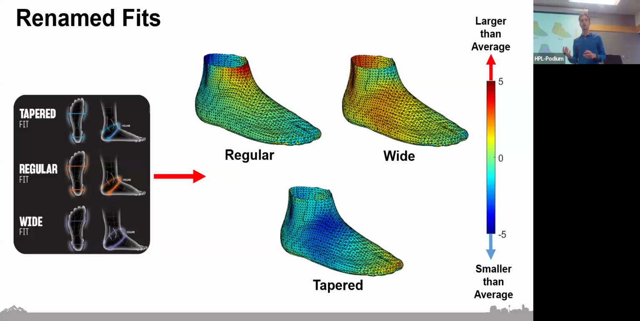And it might look slightly different from the conventional method, which was to take the average foot shape of the population and blow it up a little, and that's your wide fit. And take the average shape of the population and size it down a little bit, and that's your narrow fit. So this is ideally a bit more informed than that.